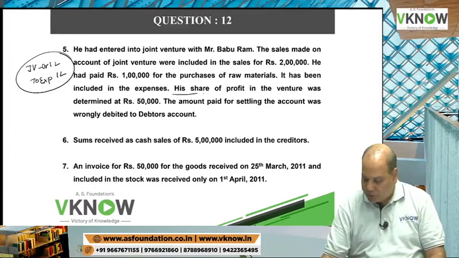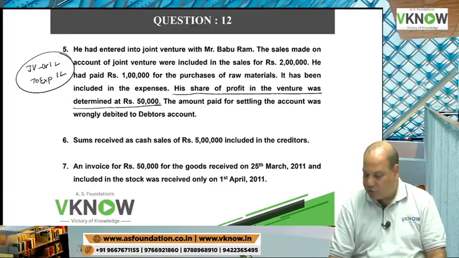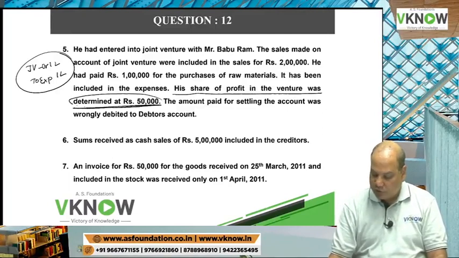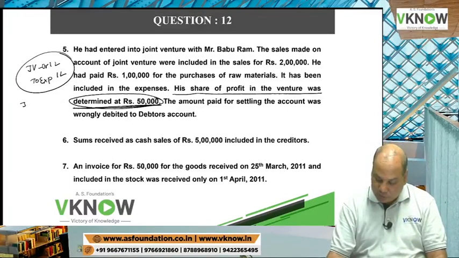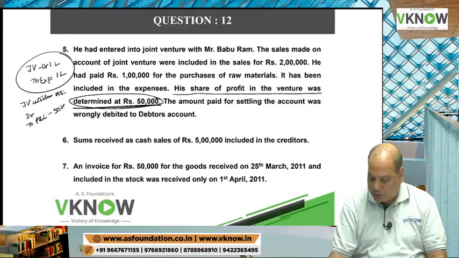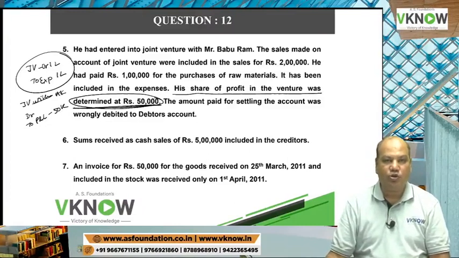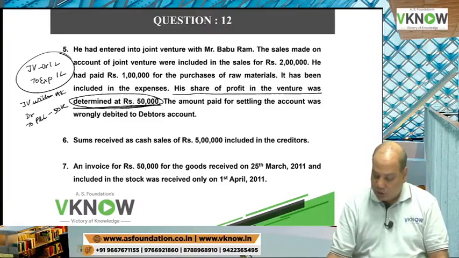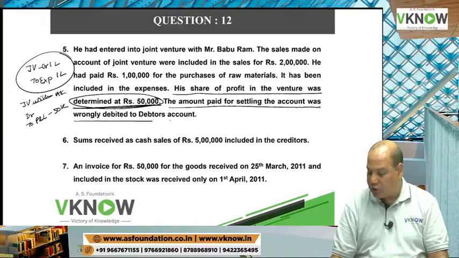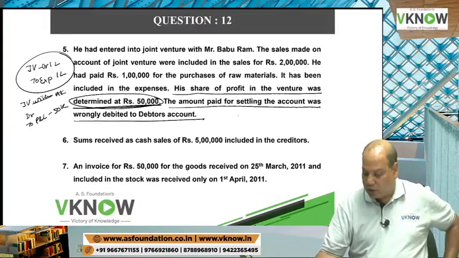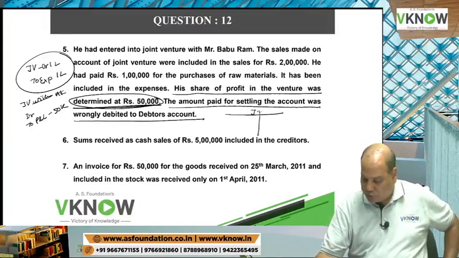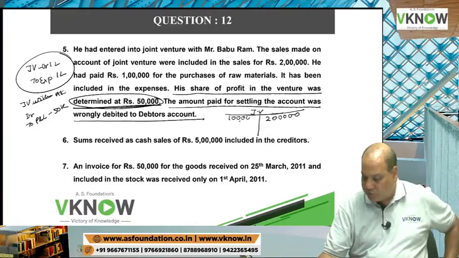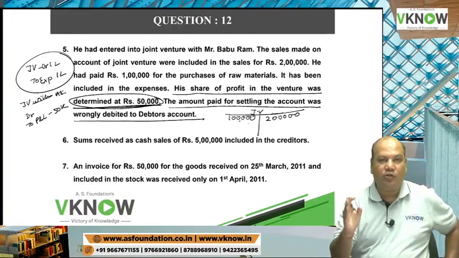Now it says his share of profit in the venture was determined to be 50,000. What is the share of Pranlal? 50,000. Entry will be joint venture account debit to general P&L account 50,000, but he has not done that entry. The amount paid for settling the account was wrongly debited to debtor account. Oh my god. This is joint venture account. Sale is 2 lakh. Expense is 1 lakh. 2 lakh minus 1 lakh, profit is 1 lakh.